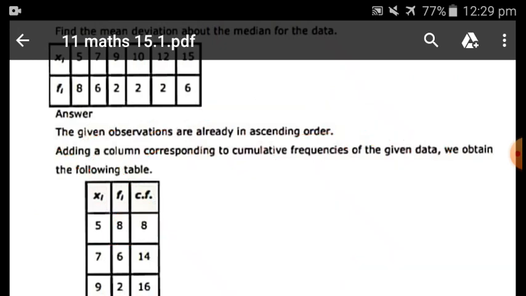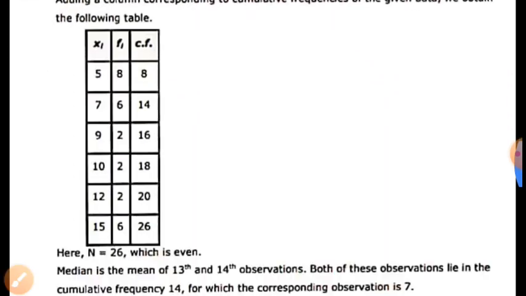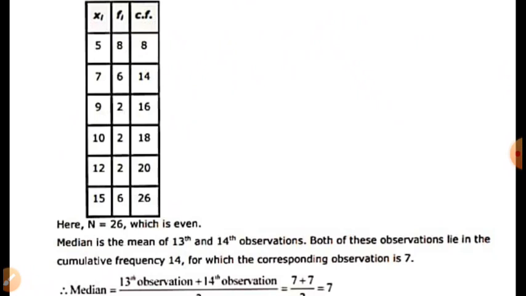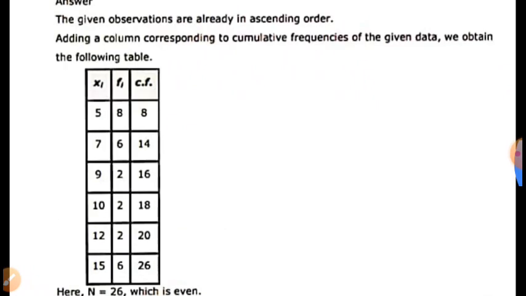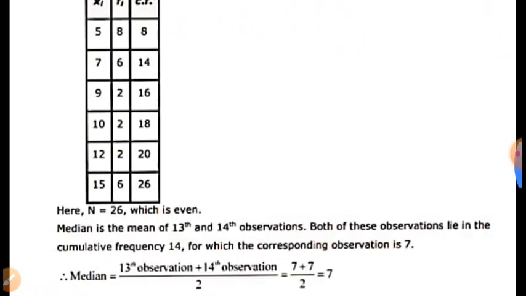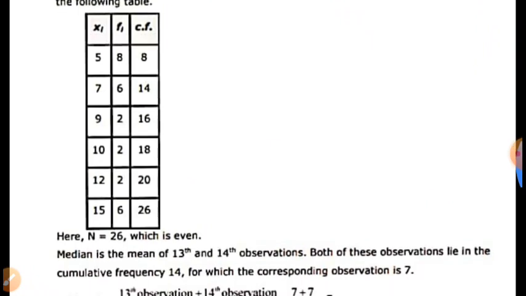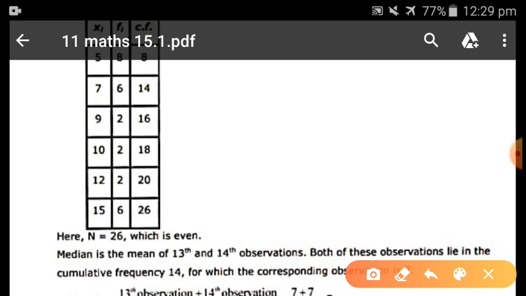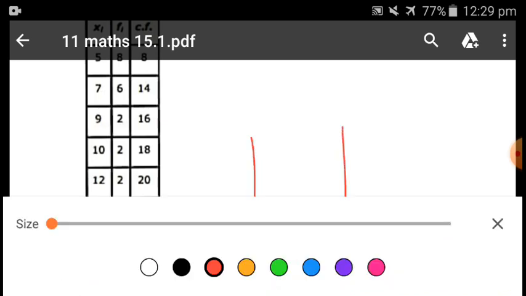When it is given like this, the cumulative frequencies should be taken. The cumulative frequency is 26, meaning the total number of observations is 26. Half of 26, n by 2, is 13. So you need to look at the 13th and 14th observations. The first 8 observations are 5. So the 14th observation is 7, and the 13th observation is 5. Everyone has to be careful here.